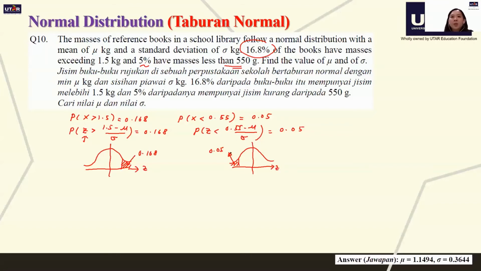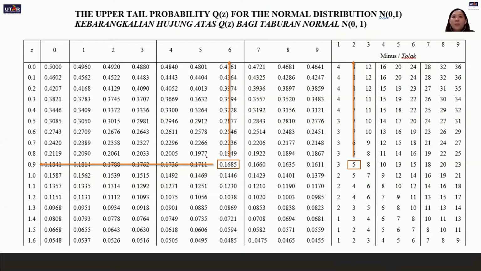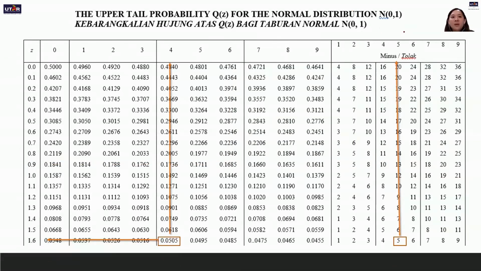Okay, so let's go to the table. 1.1685. I don't want the 5, I minus 5 here. That's why my reading will go to 0.962. So the first one is 0.962. Okay, and the second one, 0.05. Again, I don't want the 5 here. That's why I minus 5 from here. So the reading is 1.645 here, 1.645.